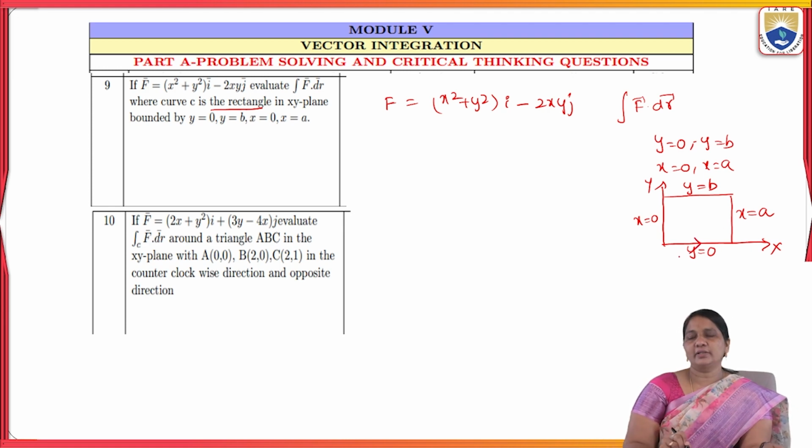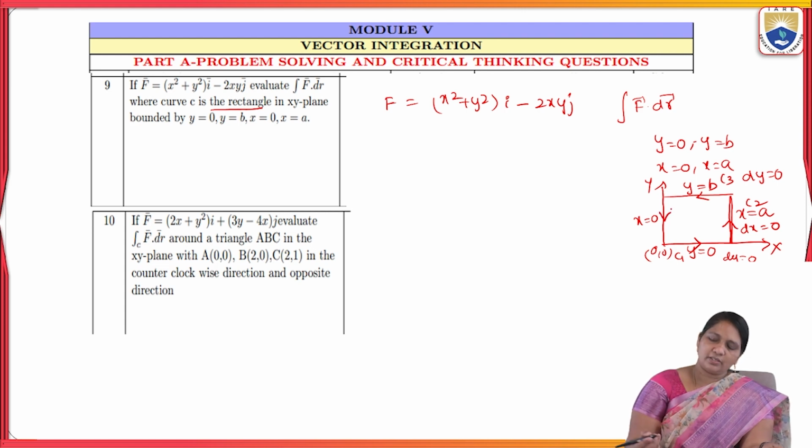If you are calculating this first value, here y equal to 0 means dy value becomes 0. In the same way, if you are calculating along this curve, x equal to a means dx equal to 0. This is C1, C2 and C3. Then y equal to b means dy equal to 0. And that is C4, where x equal to 0 means dx equal to 0.